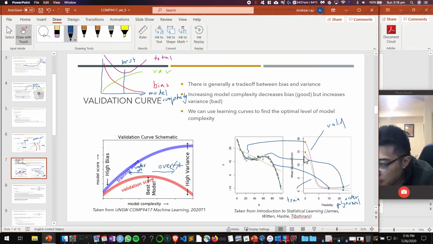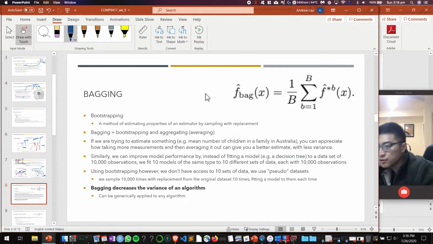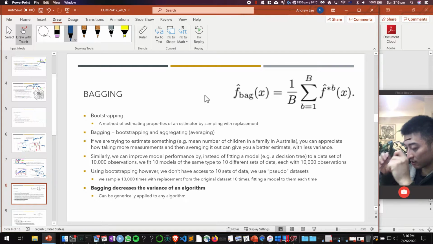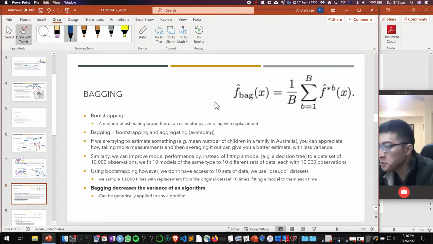But notice how on the gray, the training data set, it always goes down as you add model complexity, but it's only on the validation that you see the rise. Cool. So I want to talk about the first ensemble method that we'll come across. It's called bagging. Bagging is short for bootstrapping and aggregating, right? The way this works is, think of it as averaging stuff out to smooth the results out.